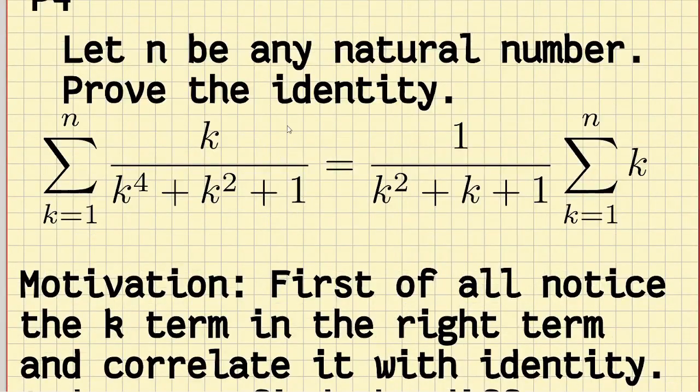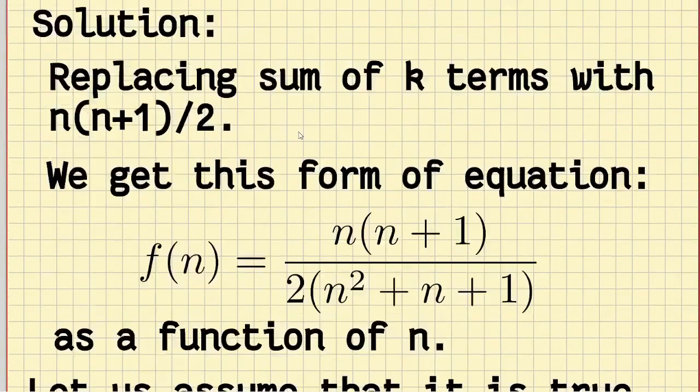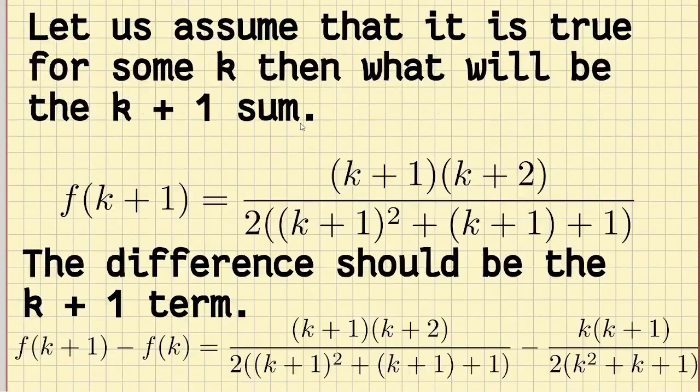If I sum here from 1 till k plus 1, and sum this from 1 till k, and if I take the difference between those two terms, I will have to get the k plus 1 term here, which is what we are trying to prove here. So now let's go.